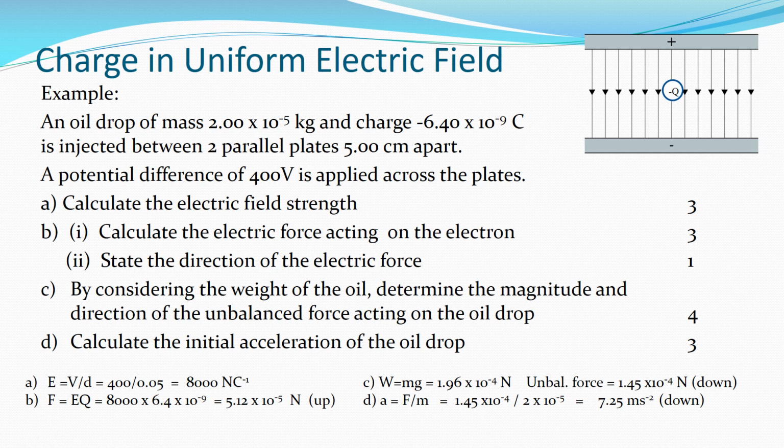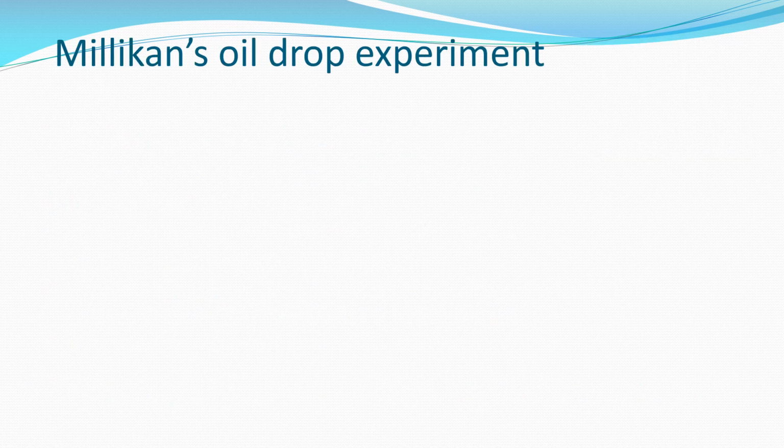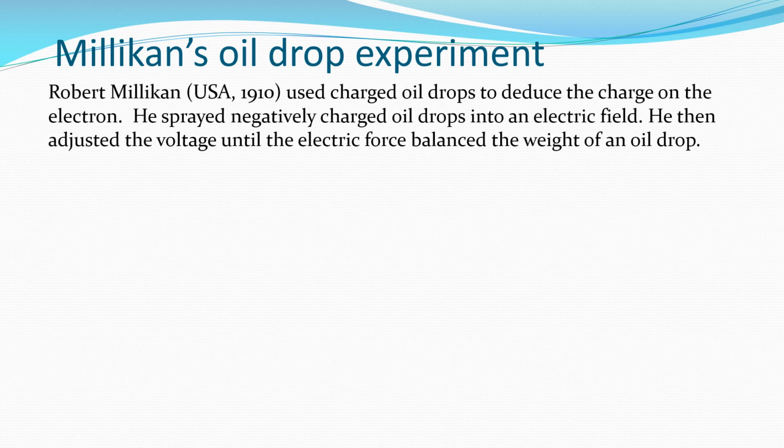Now this is a very important example because it leads us on to a very famous experiment called Millikan's oil drop experiment. In Millikan's oil drop experiment, Robert Millikan, who was an American scientist, in 1910, he used charged oil drops to try and deduce the charge on an electron. He sprayed negatively charged oil drops into an electric field. He then adjusted the voltage until the electric force balanced the weight of the oil drop.